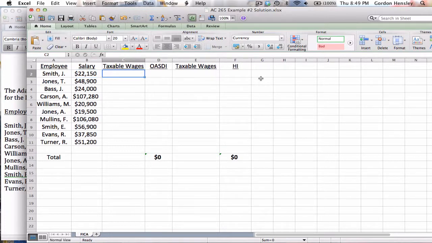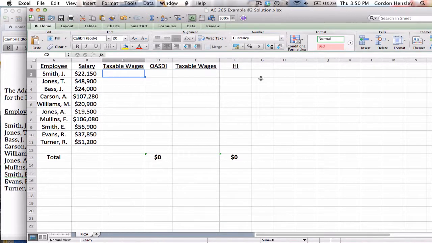Now remember, FICA taxes have two components. There is an OASDI component and an HI component. Now the OASDI taxes are going to be 6.2%, but only on the first $106,800. The HI taxes are going to be 1.45% regardless of how much money you've made. There is no cap on the HI taxes.